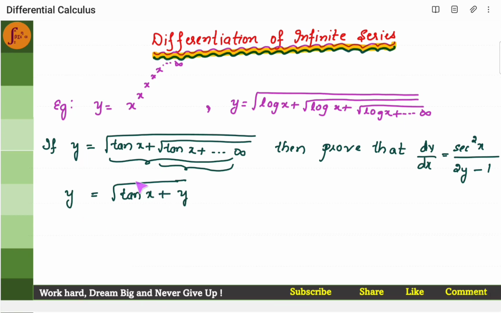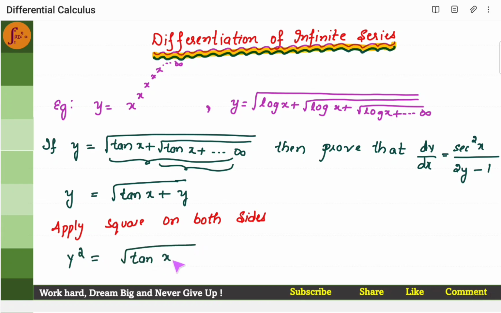Now we'll have to eliminate this square root. So we can apply square on both sides, so that we remove the square root. It's going to become y square is equal to root of tan x plus y, the whole square. Square root and square will get cancelled. We'll get y square is equal to tan x plus y.